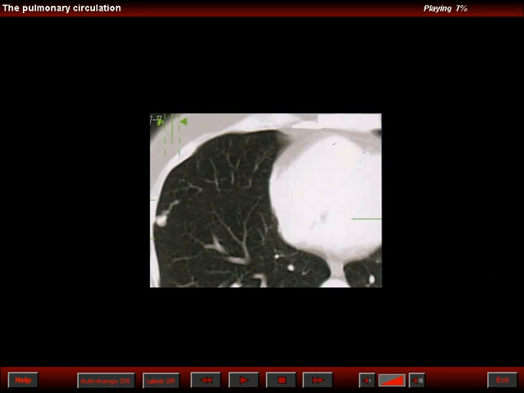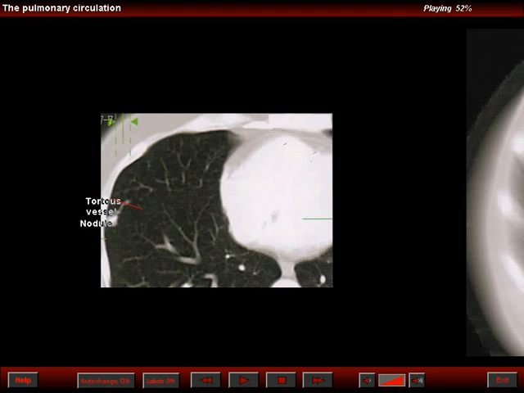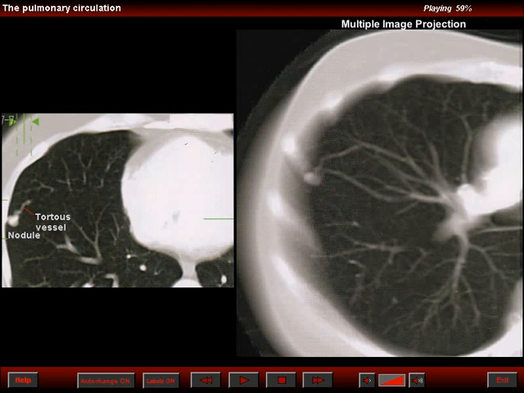This CT image shows a peripheral pulmonary nodule connected to a tortuous large vessel. Note that on multiple image projection, we can see the feeding artery and the draining vein, pathognomonic signs of a pulmonary arteriovenous fistula.